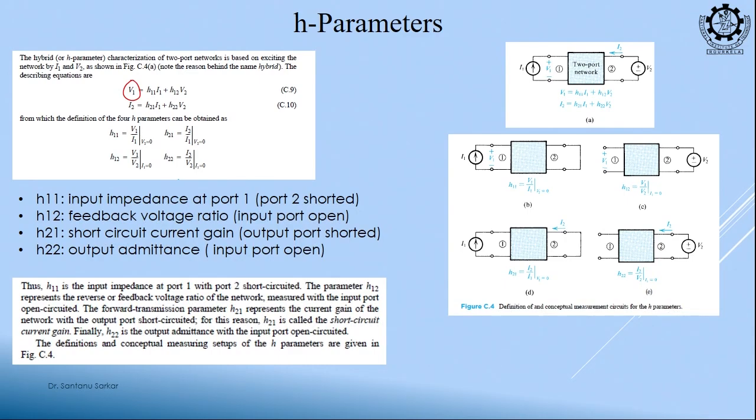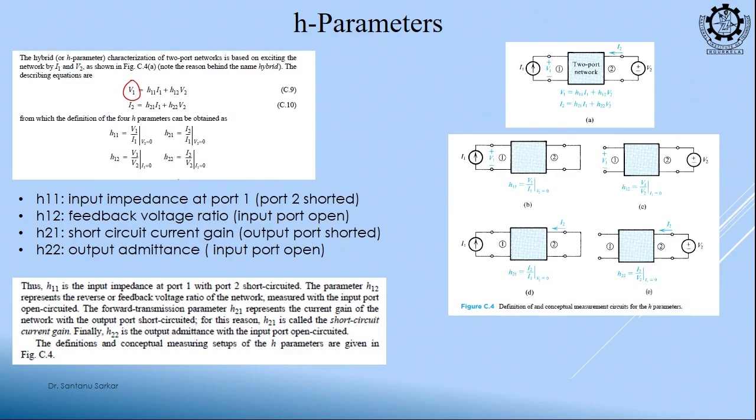H12 is multiplied with V, so does it have any unit? It will be unitless. Clear? Left side is voltage, I am multiplying H11 with current, so H11 should be an impedance. H12 I am multiplying with a voltage already, so it should be unitless. So, what could it be? Some gain or some ratio. Okay. So, you see the H11 definition is V1 by I1 when V2 is 0. V2 is 0 means I am shorting the output.